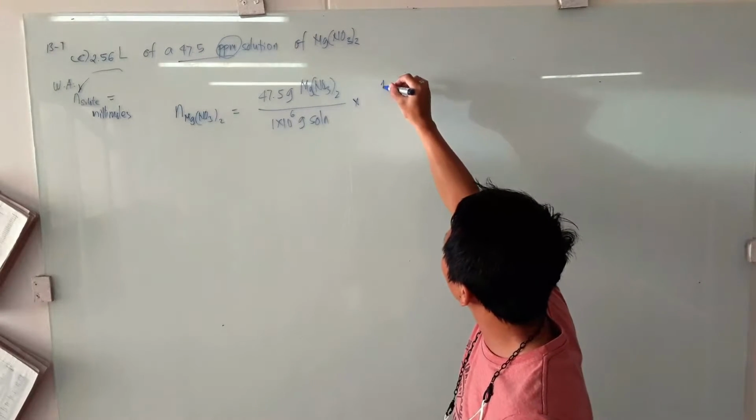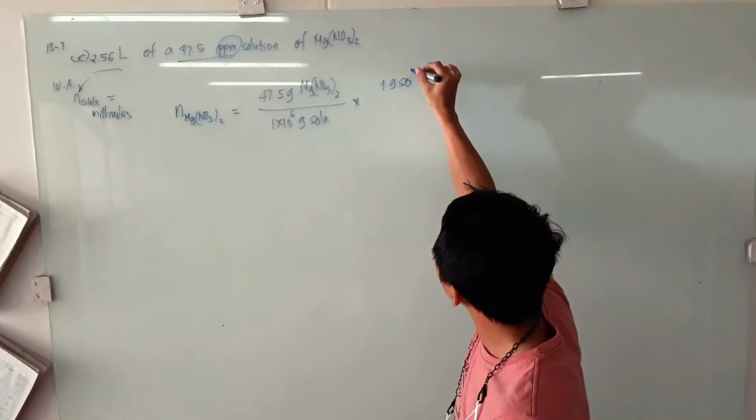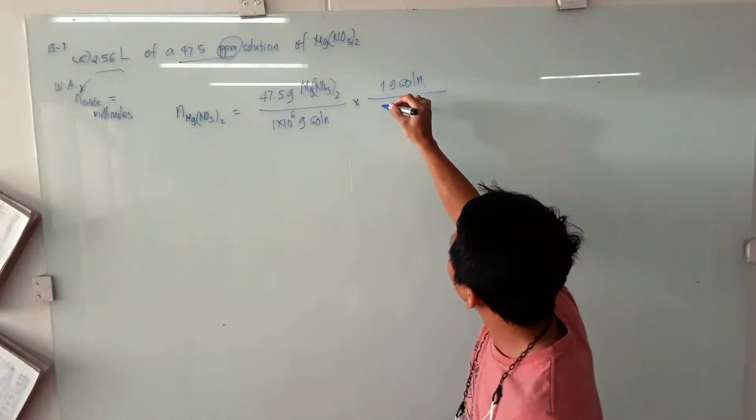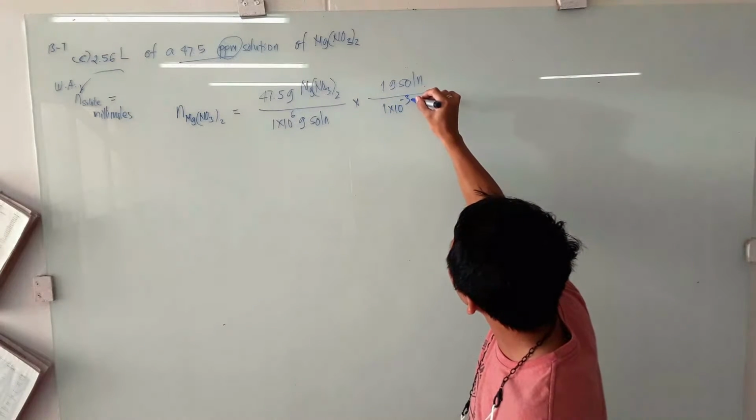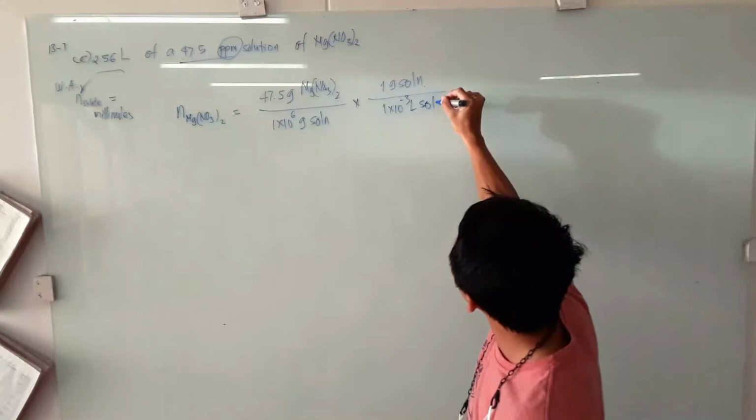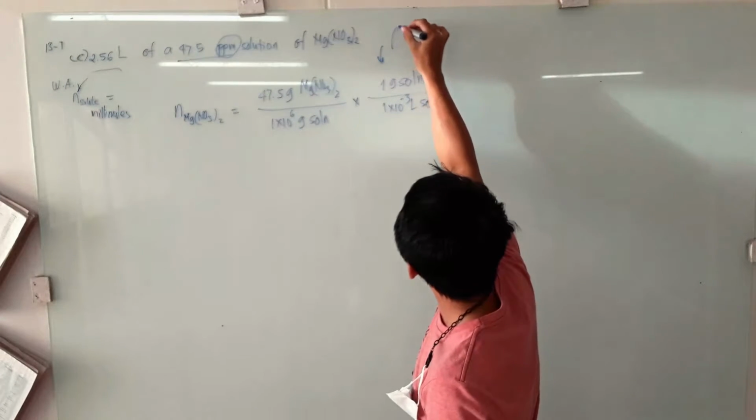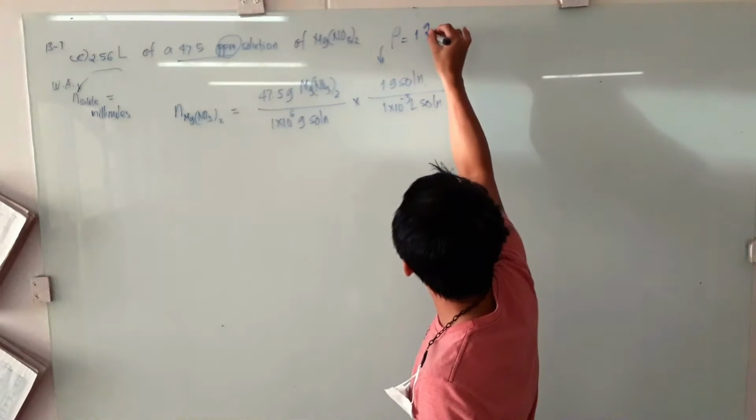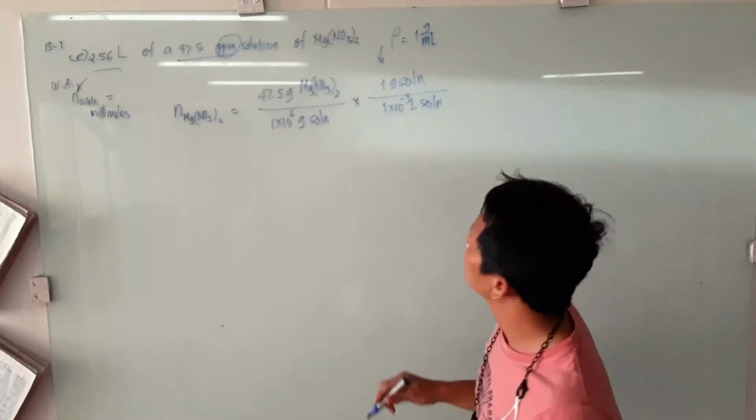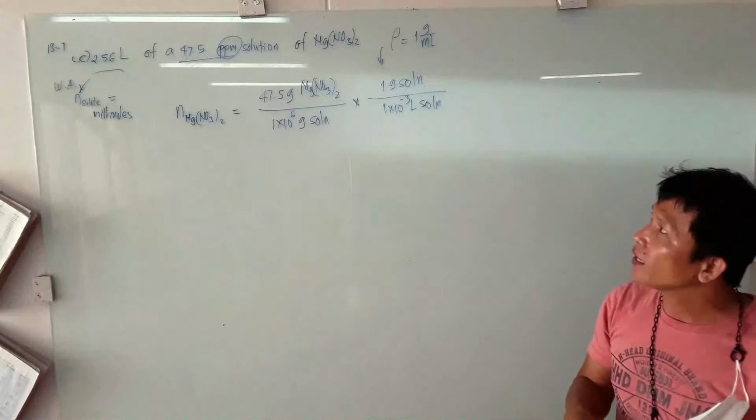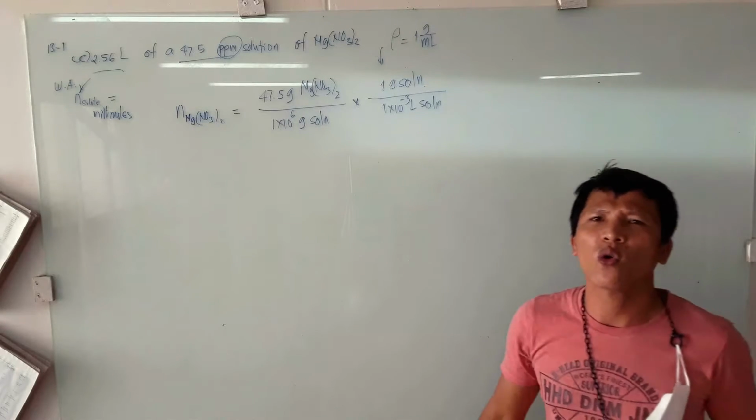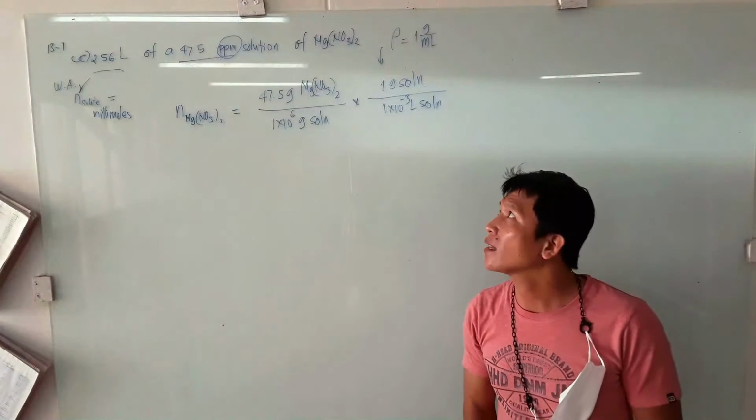So that would be 1 gram of solution for every 1 times 10 to the negative 3 liters of solution. So this is your density actually. The density of your water is 1 gram per mL. So that's the density of your water. We notate density with rho, the Greek letter rho.